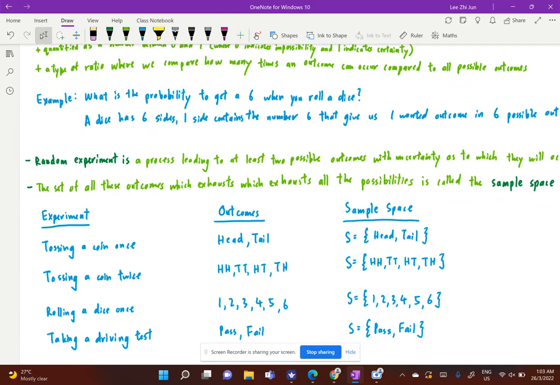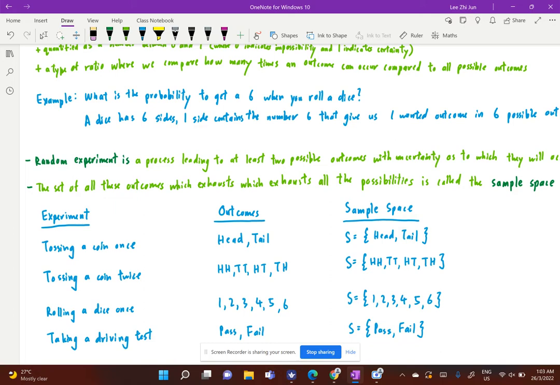If I toss a coin once, it has a head and a tail. In Chinese, we call them gong and hua. So head will be the gong and tail will be the hua, if not mistaken. So the sample space will be S equals curly bracket, head, comma, tail. If I toss a coin twice, I may get 2 heads or 2 tails, or first head, second tail, or first tail, second head. So the sample space is rewritten like this.